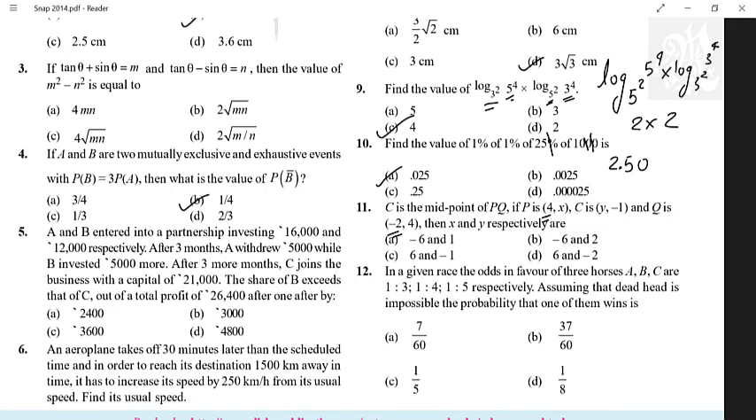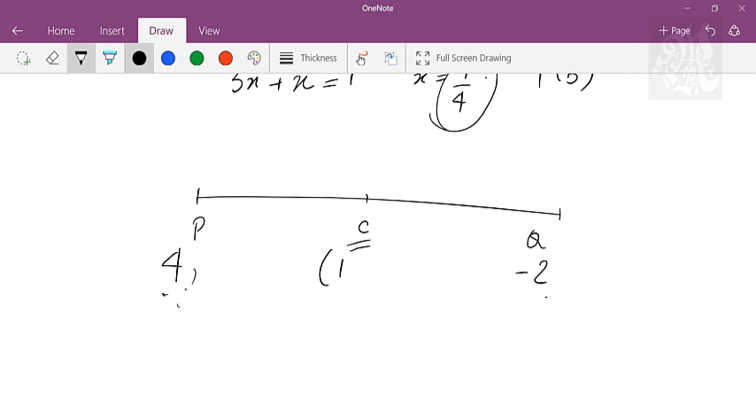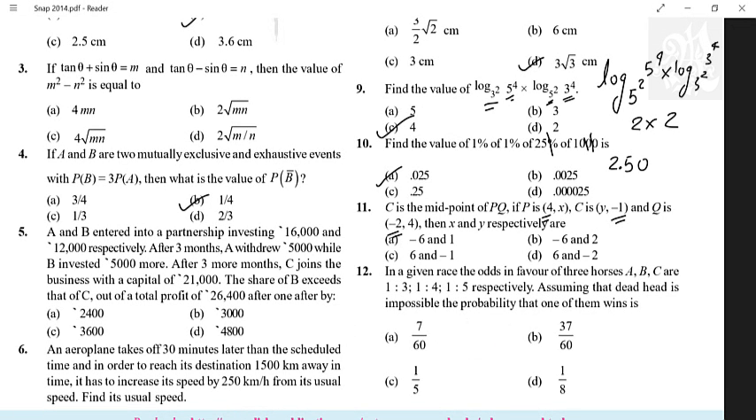And talk about Y coordinate. Now C's Y coordinate is given to you, minus 1, and X and 4. So basically this is X, this is 4, and this is given to you as minus 1. So we'll have X plus 4 by 2 is minus 1. So in that case we have X is equal to minus 6, and that will be the answer. So it is minus 6 and 1.